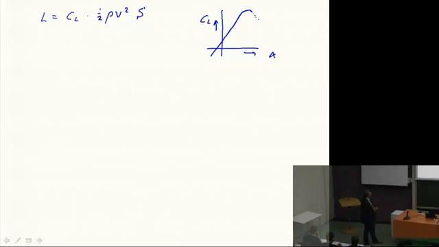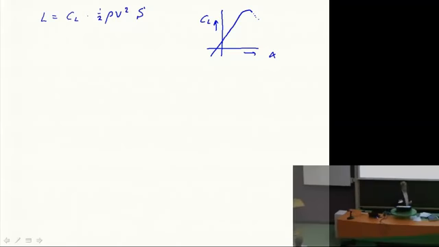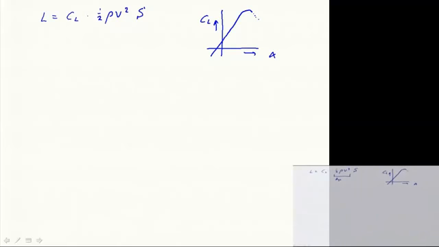Lift is the CL times half rho v squared times S. The half rho v squared is called the dynamic pressure. Did Mr. Sinke mention this?